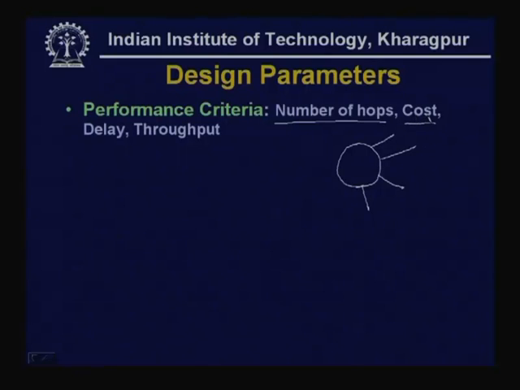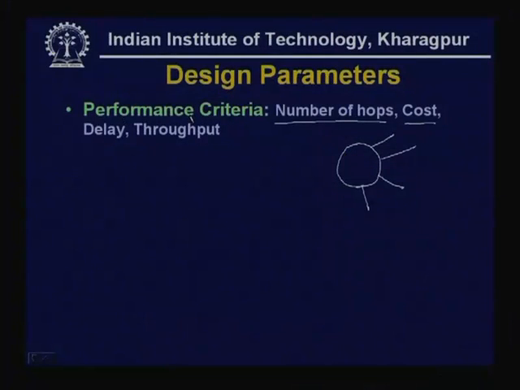So, the cost is inversely proportional to the bandwidth of a particular link. Then comes the third important performance criteria, that is delay. Delay is usually dependent on the size of the queue. So, in a particular route, if there is a long queue of packets, then delay will be longer. So, that delay can be measured as a performance criteria, and a measure of delay can be obtained from the size of the queue or queue length.